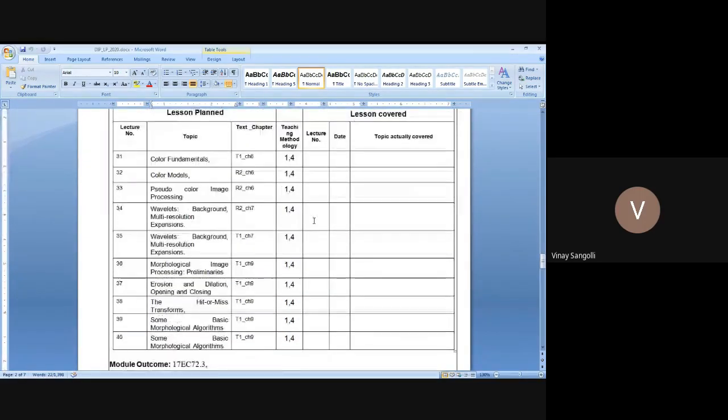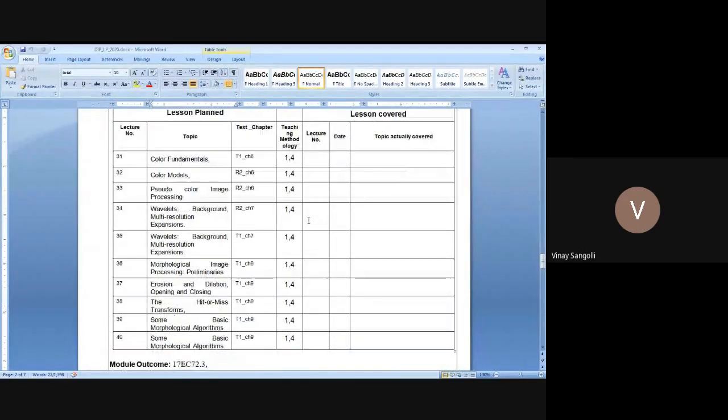Then finally, in the next module, that is module number 4, we will be studying your wavelets, how the wavelets are expanded, how the wavelets are resolved, and all those things we will be seeing in this module. And apart from that, we'll touch upon your color models, how the color image is processed, and the various things in your color images. All those things we'll try to see in this.